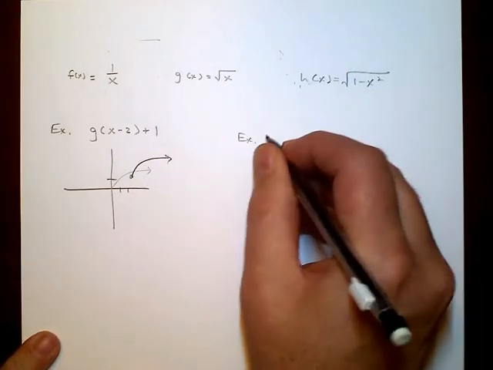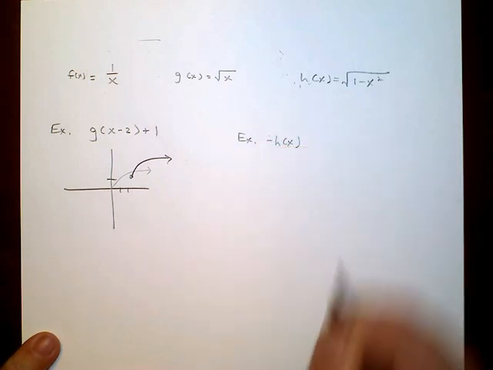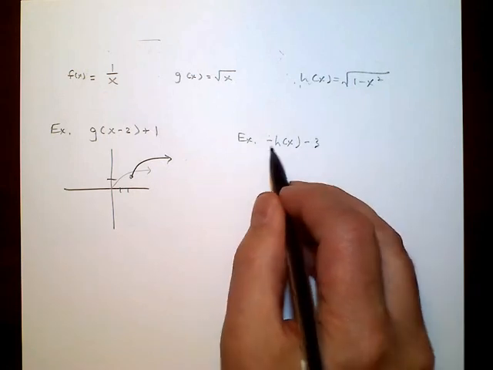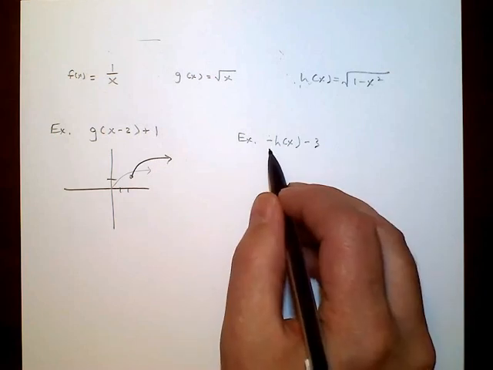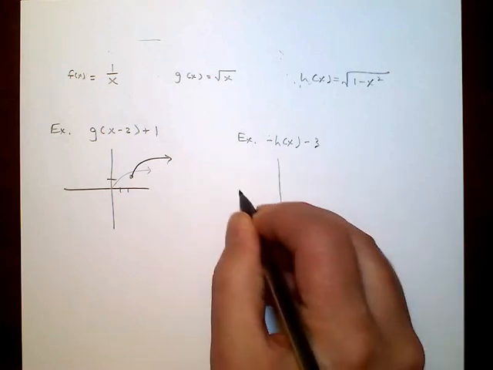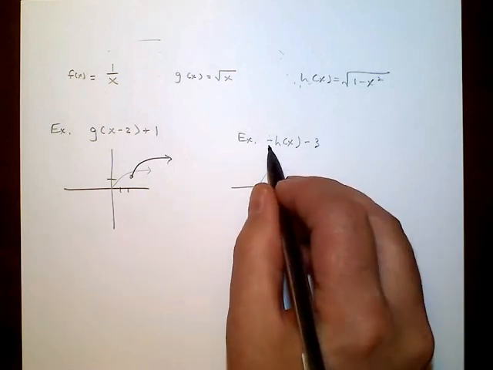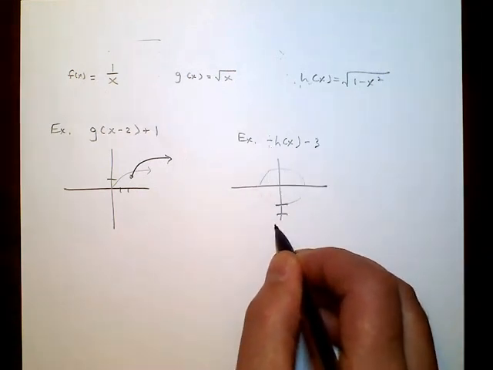If we wanted to, let's say, find the opposite of h of x, minus 3. So this multiplication is external, so it's going to flip that half of a circle over the x-axis. So now it's going to be opening upward and move down 3. So our original graph looks like this. It's going to flip over the x-axis, so it looks like that. Move it down 3.